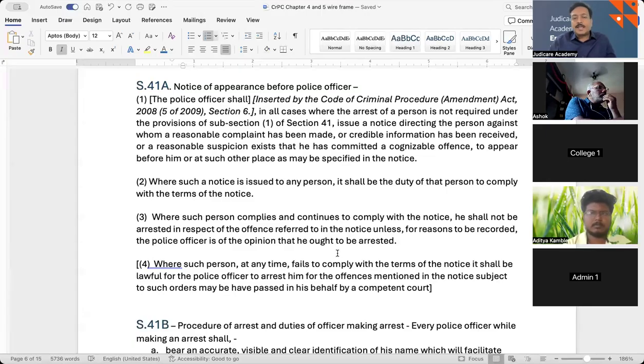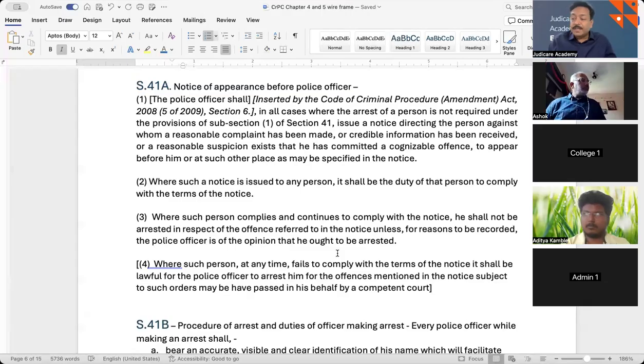Now, where such person at any time fails to comply with the terms of the notice, it shall be lawful for the police officer to arrest him for the offences mentioned in the notice, subject to any order passed by a competent court. So, if he does not come, then you go and arrest. The notice of appearance before police officer is a clause which was added in 2010. The purpose is to minimize unnecessary arrest and ensure that arrests are made only when absolutely necessary, and that goes without saying, to avoid harassment.